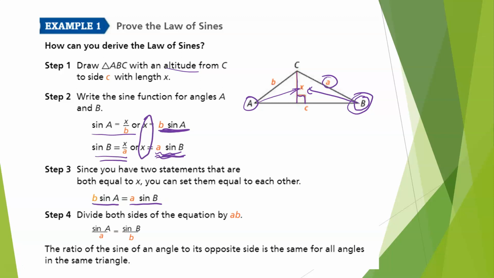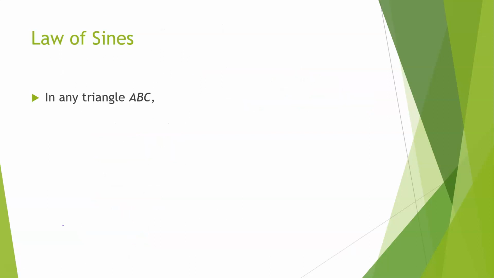Then this next step just shows that we could divide both sides by A times B. If we do that, the B's in this one cancel and the A's in this one do, which is how I'm left with sine of the angle A over side length A equals sine of angle B over side length B. So we see at the bottom the ratio of the sine of an angle to its opposite side is the same for all angles in the same triangle. So this right here is the law of sines that we're going to be using in this section.